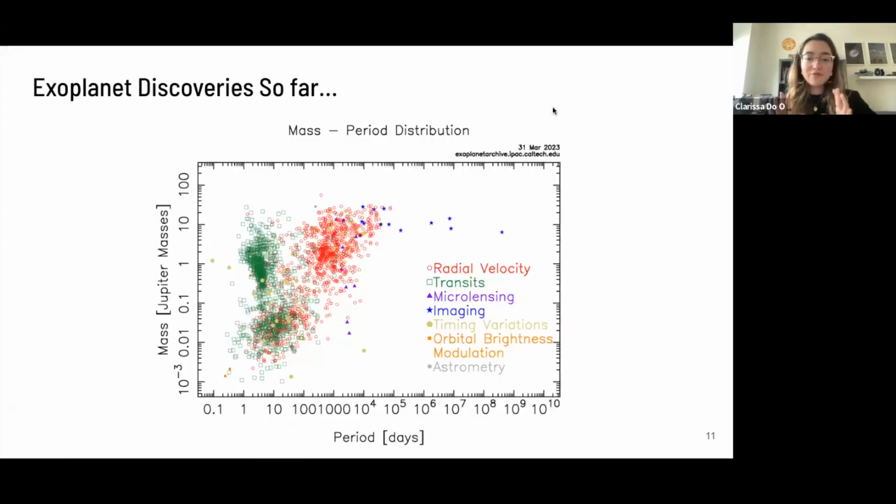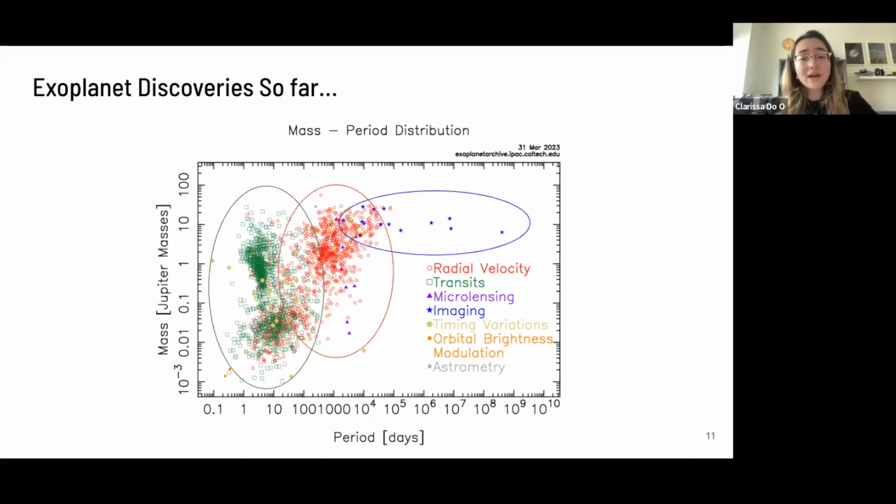So here, if you put this in context with all of the current exoplanet discoveries we have, here we have the period of the planet in days. And remember, the period of the planet from Kepler's laws is directly related to how close or far away it is from the star. So longer period planets are further away from their stars. And here on the y-axis, we have the mass of the planet in Jupiter masses. And you'll notice that most of the exoplanets we have discovered have been found either by transit or radial velocity methods. While for direct imaging, we have not found that many.